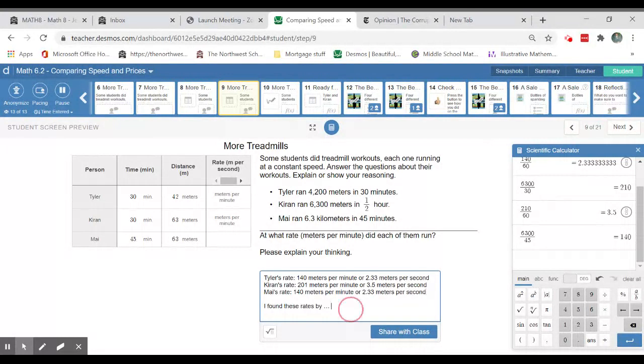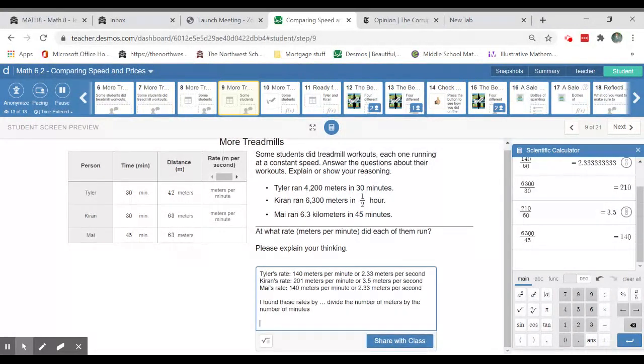And you find these rates by dividing the number of meters by the number of minutes. You could also, if you wanted to, do it in a meters divided by minutes.